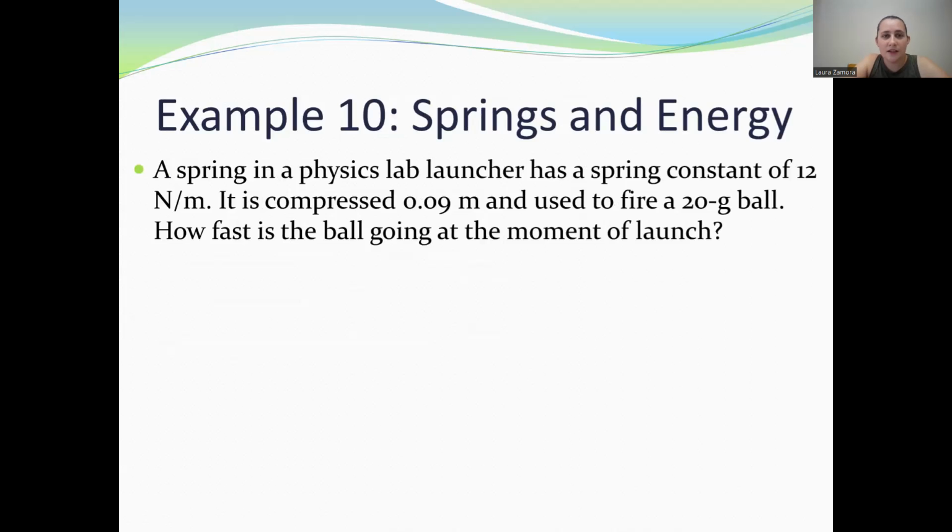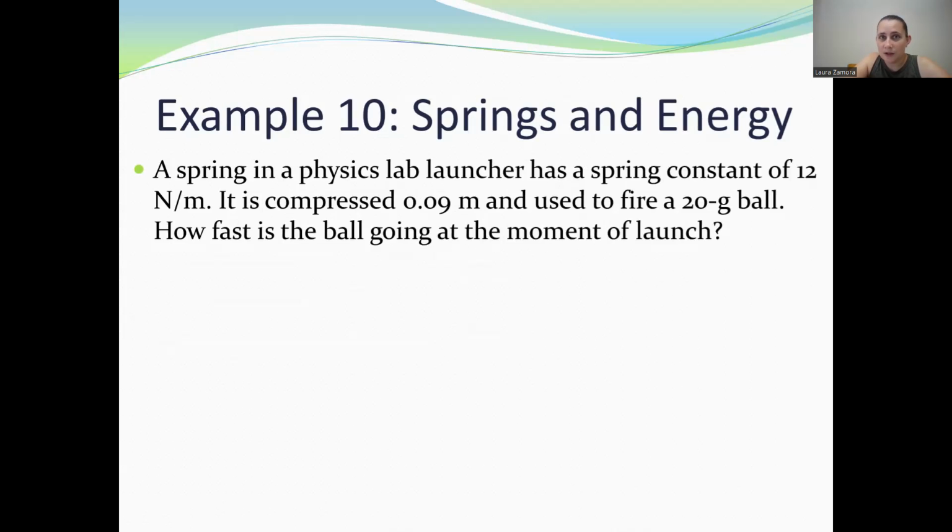All right, so here is an example using spring energy. A spring in a physics lab launcher has a spring constant of 12 newtons per meter. It is compressed 0.09 meters and used to fire a 20-gram ball. How fast is the ball going at the moment of launch?